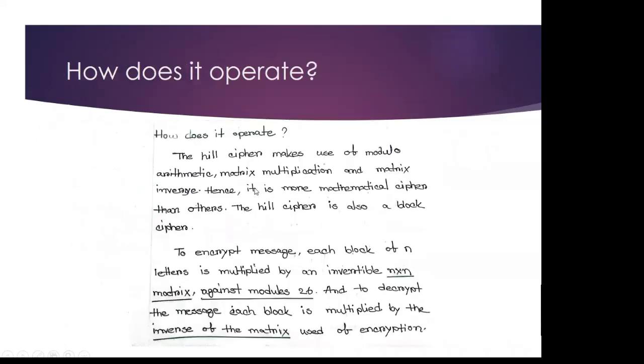Then, how does it operate? The Hill cipher makes use of modulo arithmetic, matrix multiplication and matrix inverse. Hence, it is a more mathematical cipher than others. The Hill cipher is also a block cipher. To encrypt a message, each block of n letters is multiplied by an invertible n by n matrix, against a modulus 26, and to decrypt the message, each block is multiplied by the inverse of the matrix used for encryption.